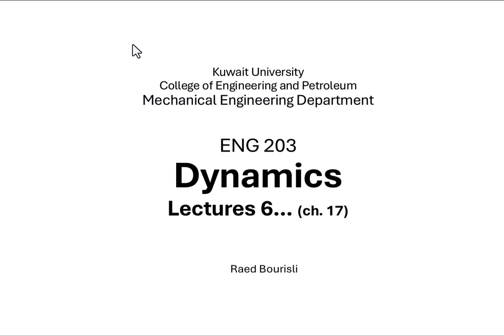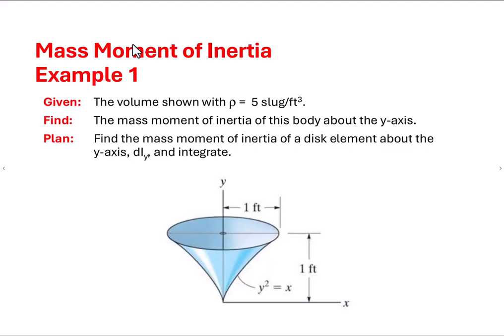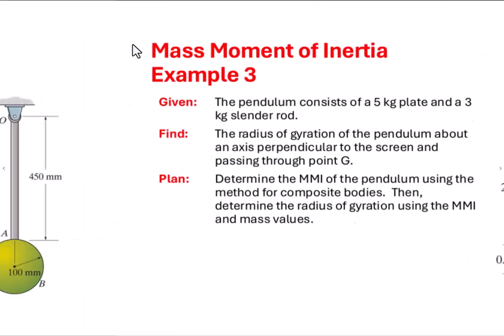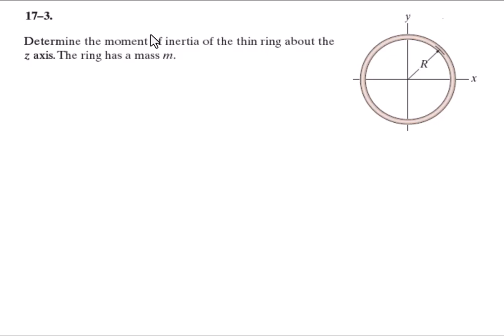Okay, Bismillahirrahmanirrahim. These are a set of solved examples from chapter 17 of dynamics. In addition to a few examples we solved in the class, we have these few more problems from the back of the chapter. The first is a basic problem that asks to determine the moment of inertia of this thin ring about the z-axis, which is out of the page, and the ring has a mass of m.